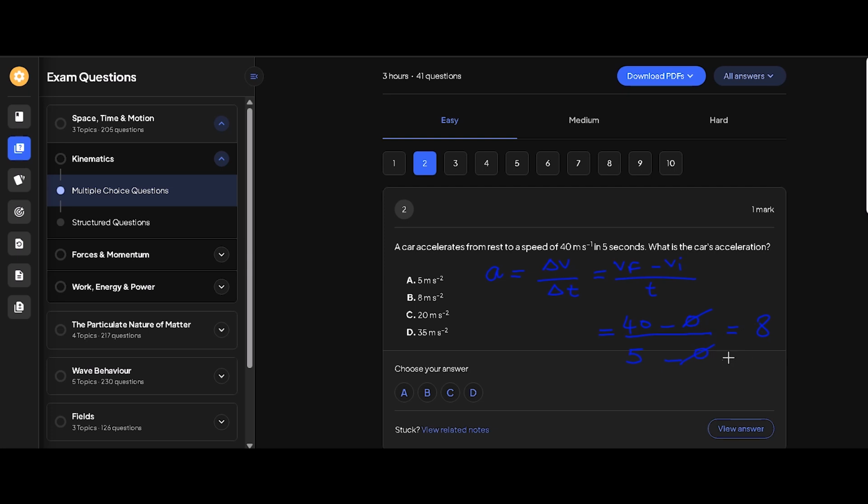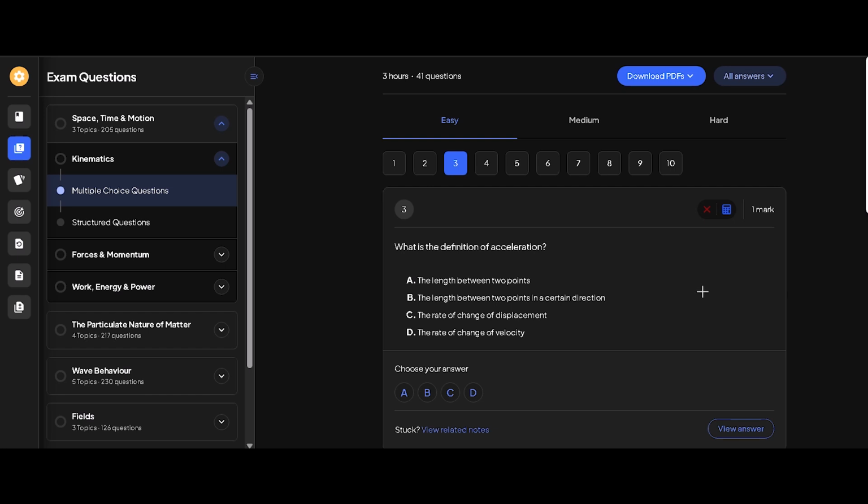What is the unit of acceleration? Let's see. The unit of velocity is meter per second, and the unit of time is seconds. So meter per second per second. It would be meter per second squared. Also, if we send it to the numerator, it would be meter second to the power of -2. So the answer would be B, 8 meter per second squared, or meter second to the power of -2. It would be exactly the same.